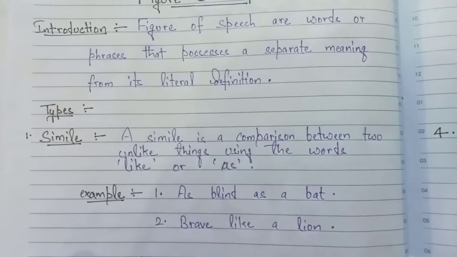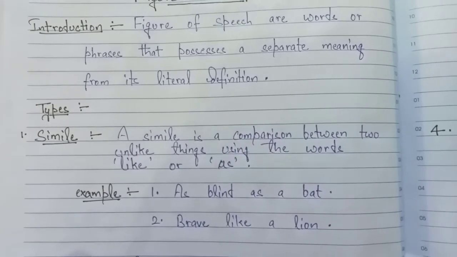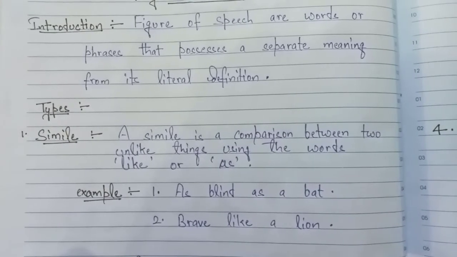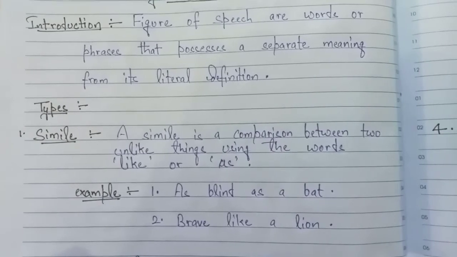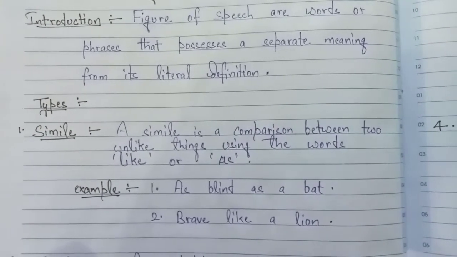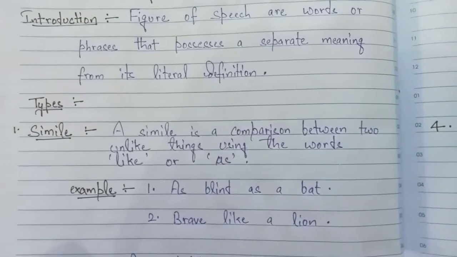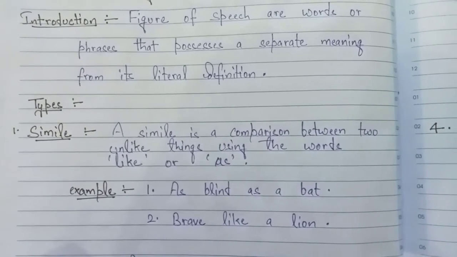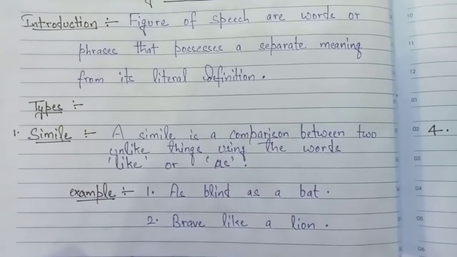A simile is a comparison between two unlike things using the words like or as. Basically, a simile makes the comparison between two different things using like or as. So in any sentence, if you ever see like or as, you'll know that there is a simile. Let's see the example to make it clear.